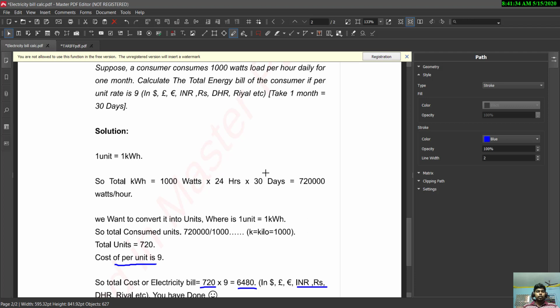Similarly, you can calculate for any kind of appliances. For an individual fan, you can calculate by knowing its power rating, and for individual lights, that is incandescent lamps or fluorescent lamps, if you know the rating of the particular device, you can calculate your total usage for 1 day, 1 hour, per month or per year, if you know the charges.